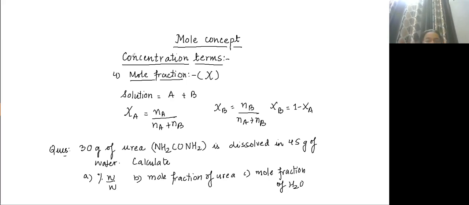First, tell me in this, what is solute and what is solvent? 30 gram of urea is dissolved in 45 gram of water. What is solute and what is solvent? Correct. Urea is solute and water is solvent. Good, Shobhit.